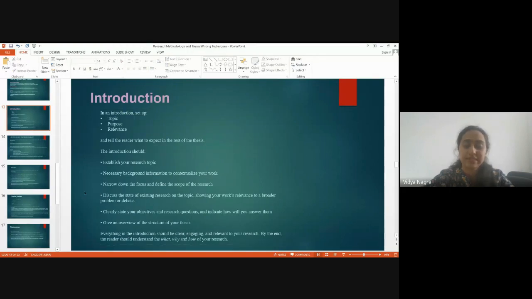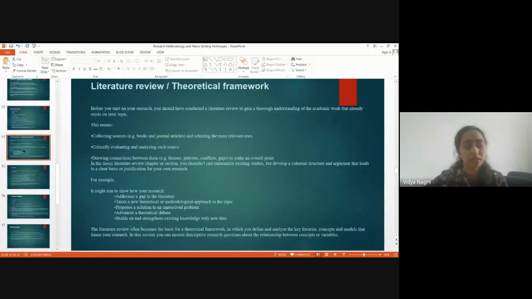Then discuss the state of existing research on your topic. If a lot of work has happened or very less work has happened, and showing your work's relevance to a broader problem or debate. Clearly state your objectives, research questions, indicate how will you answer them. Give an overview of the structure of your thesis. So everything in the introduction should be clear, engaging, and relevant to your research. By the end, readers should understand what you are doing research on, why you are doing the research, and how you have done your research. So these questions should have clear answers.